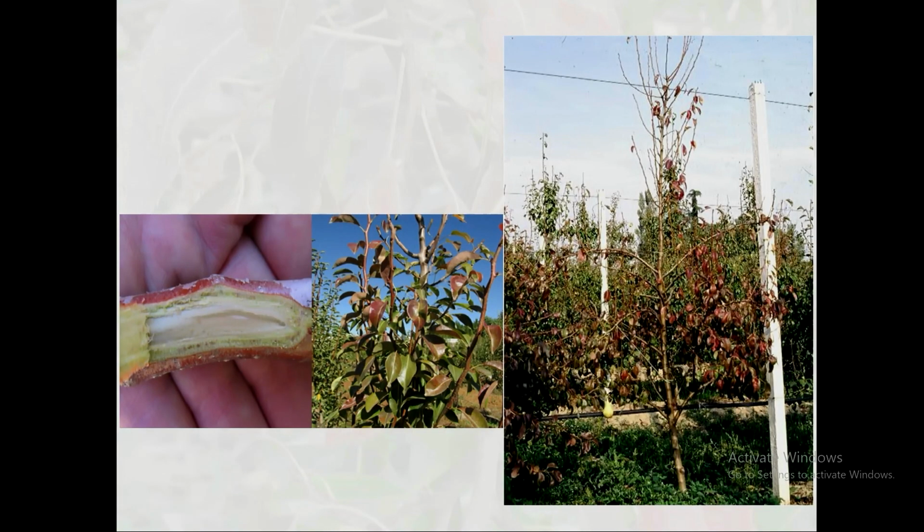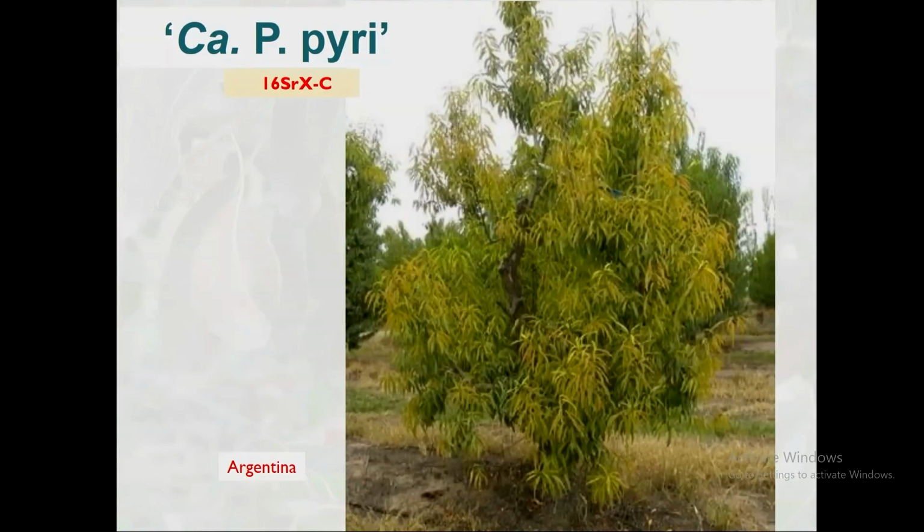The symptoms I showed yesterday: necrosis of the vessel, epinasty, low new production of fruit. These are the symptoms associated to peach plants: yellowing, leaf deformation, rolling of the leaves, really zero production, absolutely. And it was found only in Argentina associated to peach plant.